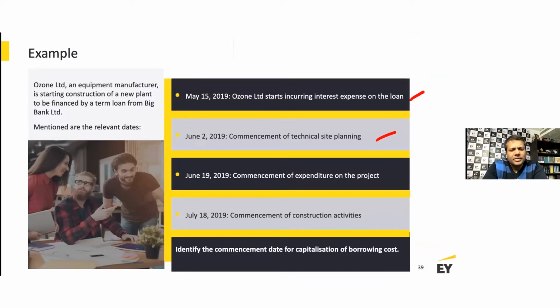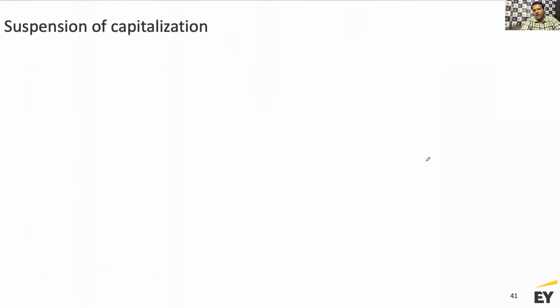Okay. June 19, 2019, commencement of expenditure on the project. All right. The commencement date is when all three conditions have been satisfied, whichever is later, which is June 19, 2019 in our example, right? Let's talk about suspension of capitalization.